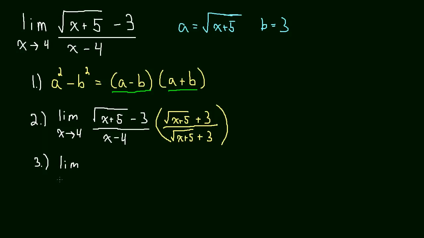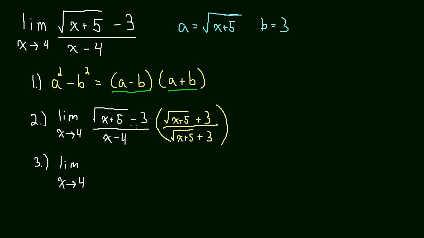Anyways, okay. So the limit as x approaches 4. Now the numerator, we know what it's going to turn out to be. We know what a is and we know what b is, and we know that when you multiply conjugates you're going to get a squared minus b squared. So instead of trying to multiply this out, I'm just going to utilize that fact.